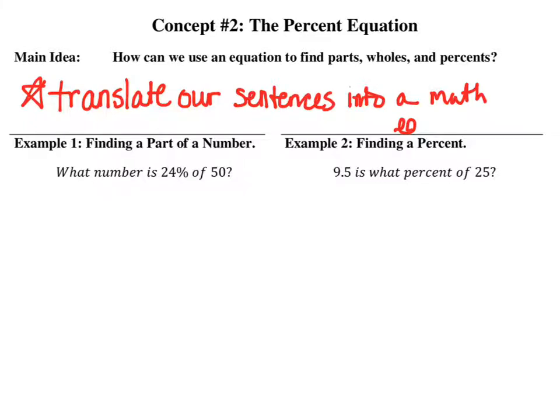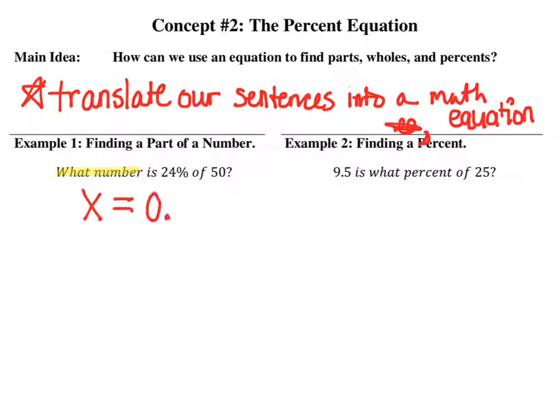So each word that we see will represent something. So example 1, finding a part of a number. We have what number is 24% of 50. So we're going to break this apart. The first thing we have here is what number. Well, you can say x. The word is always means equals.